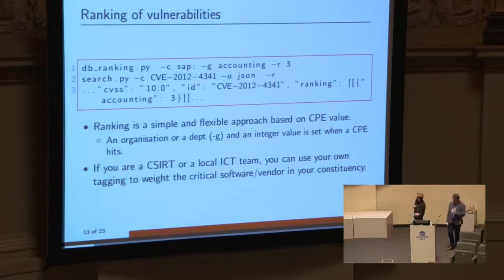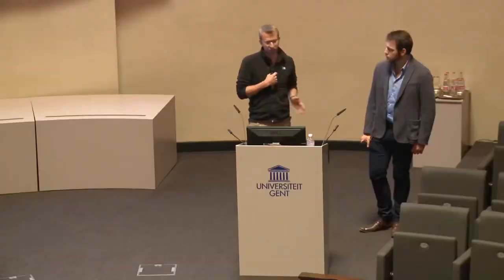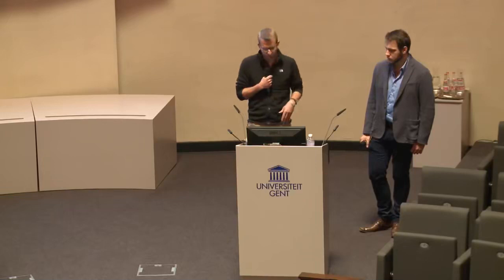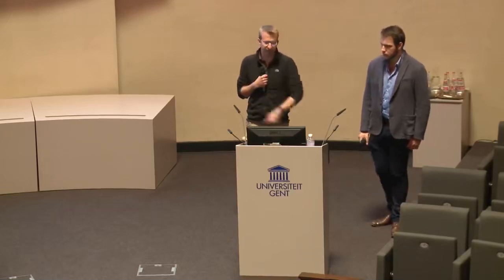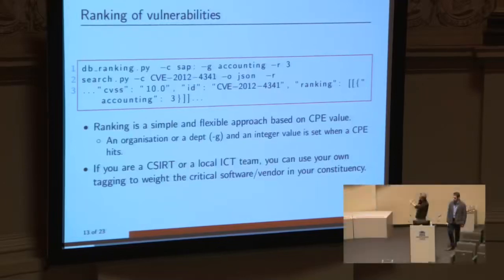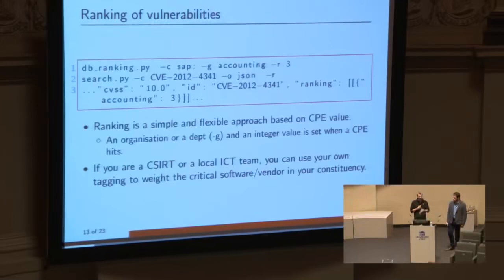So as an example here, we created a tag called accounting, which can be anything you want. And if it contains SAP in the CPE values, it will set a ranking value. The ranking value could be anything you want, so you can have your own scale in the corporate environment. We tend to use 0 for unknown, and 1 to 3 for the ranking, where 3 means that it's highly impactful in the organization. But you can use it as a new ranking scheme that you use internally.